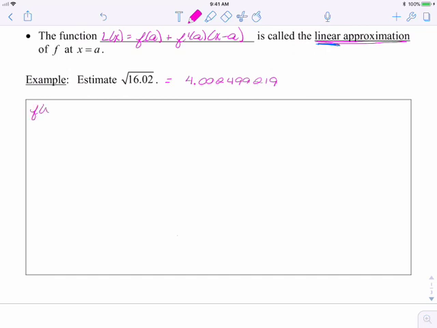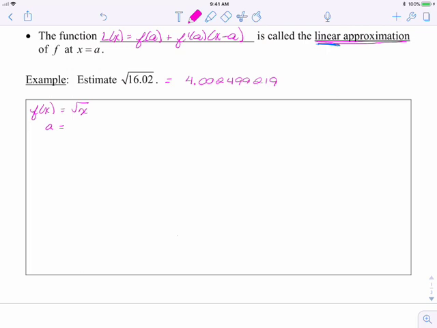So the function is the square root function because that's what we're doing here. We're taking the square root of x. Now, x is not, in this case, 16.02. Well, that's the actual value of x. What we need is the value of a, and a is the x-coordinate of the point of tangency that the linear function's graph passes through.